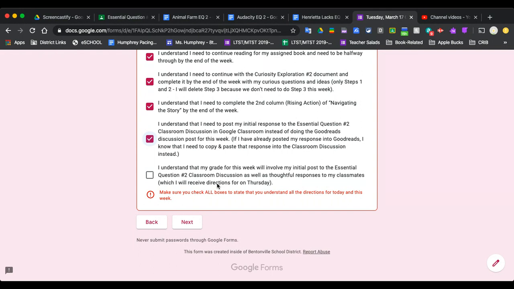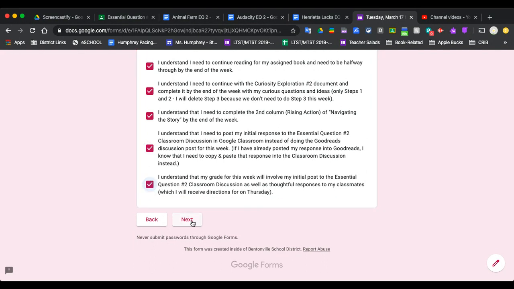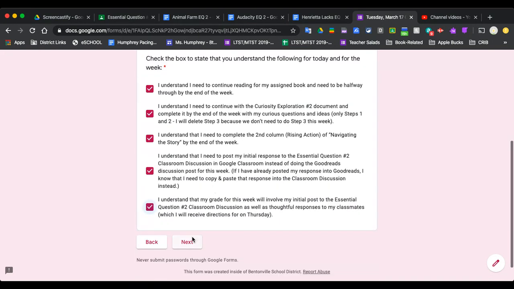As long as you're thinking thoughtfully and backing up your reasoning with good evidence, both from the text and from personal experience, modern day, or historical examples, you're going to be in good shape. As far as 6th, 7th, and 8th, you'll get your directions on Thursday. First period, you'll get your directions technically Friday. When you're done with that, you'll click next.